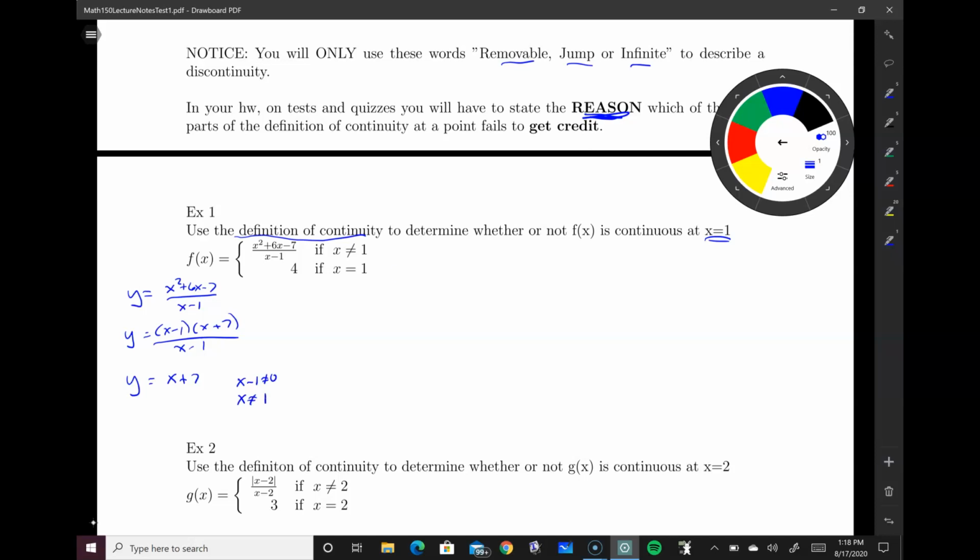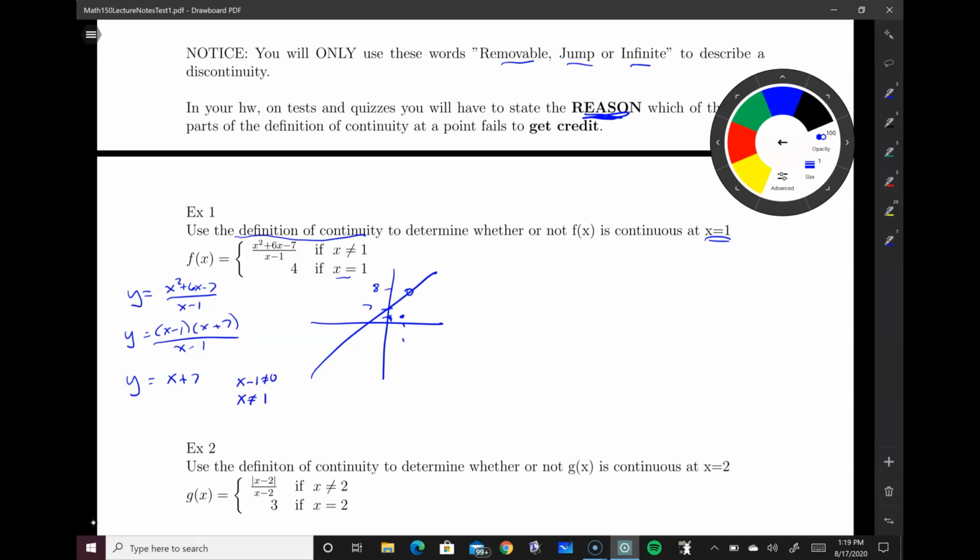All right, so I'm going to draw y equals x plus 7. There's 7. x cannot be 1, so there's a hole there, and I know that that hole is at the y value of 8. So this says when x is 1, the y value is 4 down here. Okay. There we go. All right. So why is this not continuous? I see there's a hole, right? So that's called a removable discontinuity.